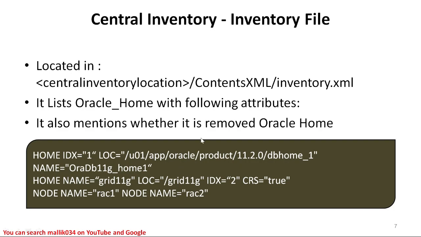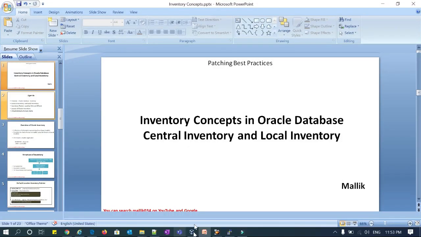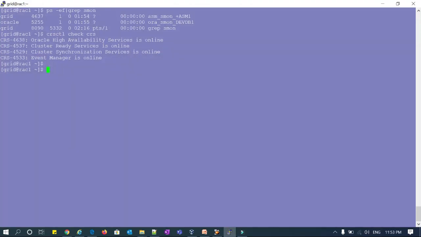Quickly I will show you in my environment. I already connected to my RAC DB node 1, and CRS is already up. If I do cat, I already have my command here.